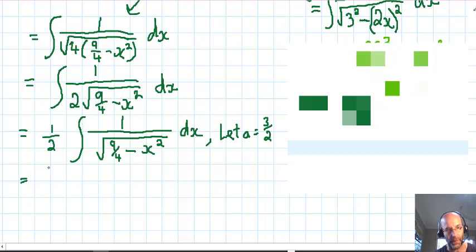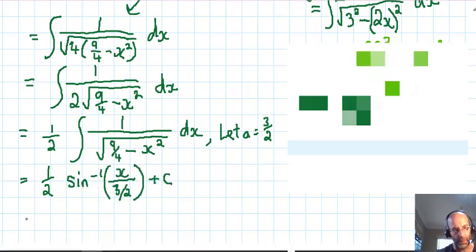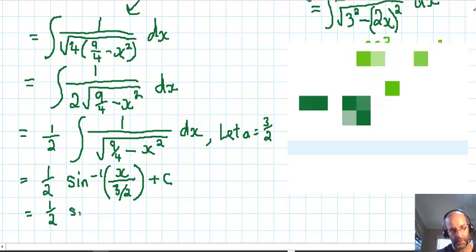So we can follow the form now, equals half times inverse sine, followed like so, and we can finish off as 2x over 3. So 2x over 3 plus c. So half inverse sine 2x over 3 plus c.